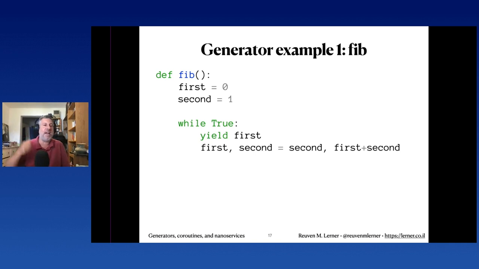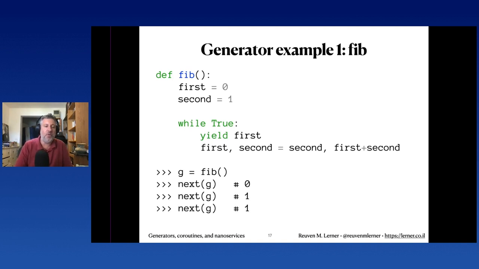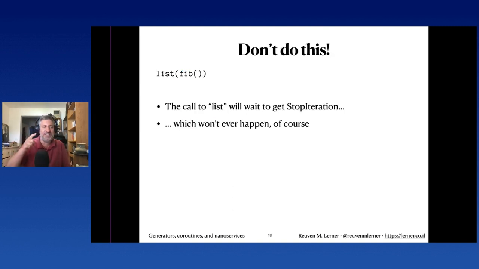Meaning each time I ask for the next value back from this, I'm going to get the next number in the Fibonacci sequence. Zero, one, one, two, and so on and so forth. By the way, if you call fib and you stick the result inside of list or something else, make sure to do it on someone else's computer, because this will take a very, very long time to run. Because what's happening? Well, it's never going to stop. It's never going to raise the StopIteration exception, right? So it's just going to run and run and run until you basically run out of memory. This is great, by the way, if you charge by the hour, but don't do this.